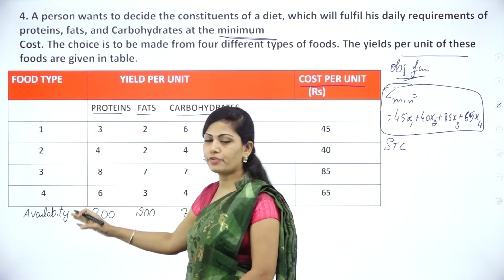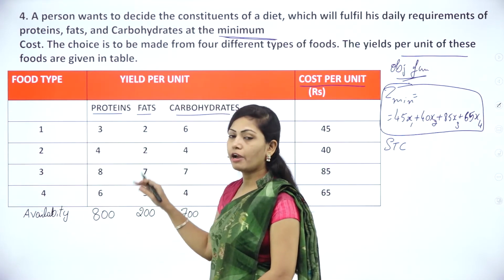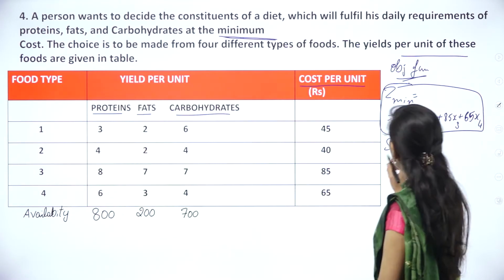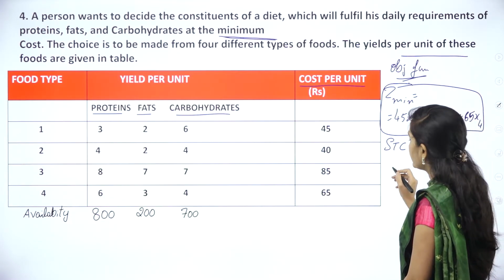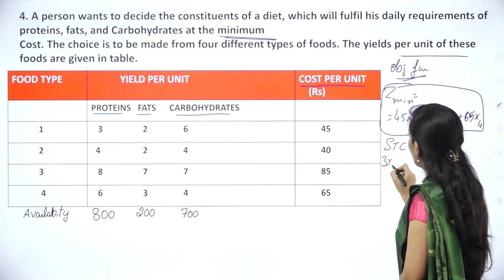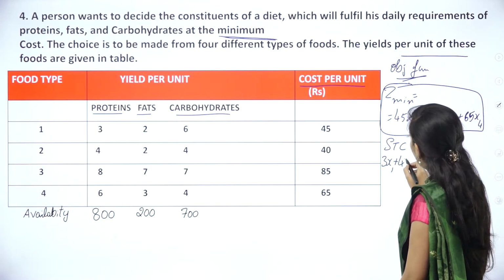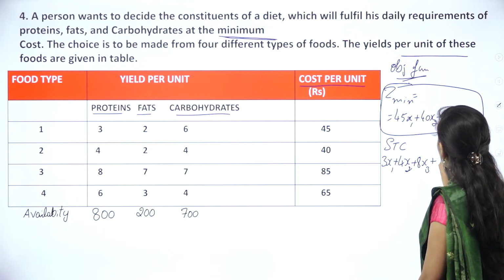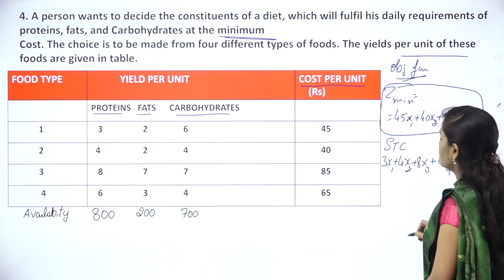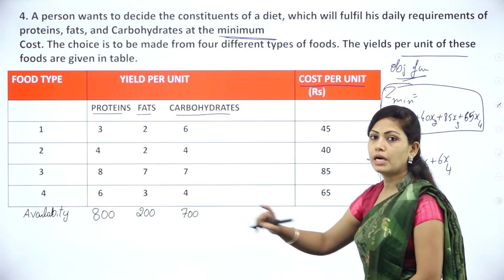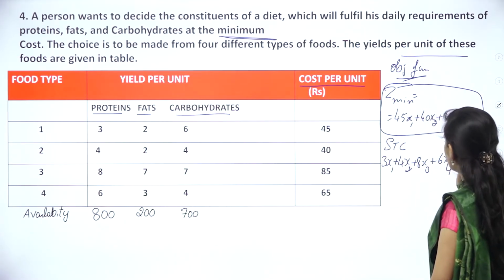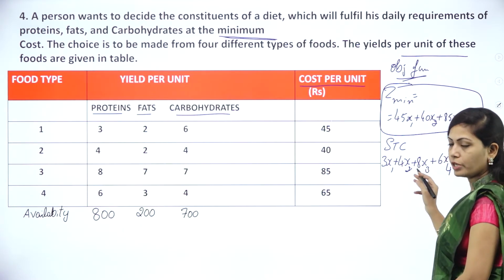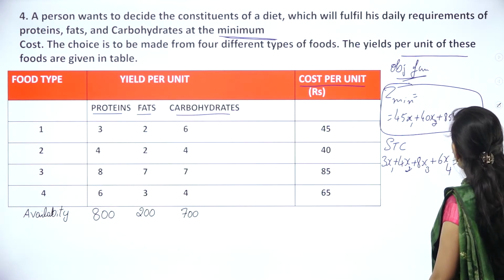We have 4 different products, food 1, 2, 3 and 4. So I'll write the subject to constraints. 3x1 plus 4x2 plus 8x3 plus 6x4 greater than or equal to availability, which is 800. So it is a minimization problem, so the constraint should be greater than or equal to the availability, 800.